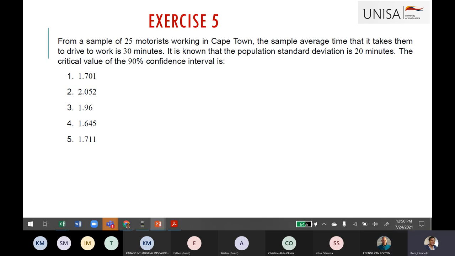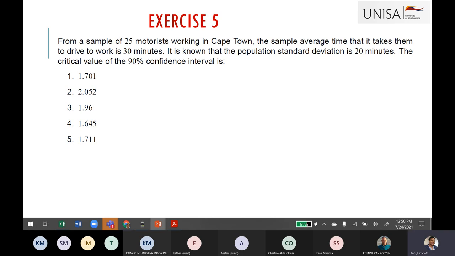The next question, the sample of 25. They give you the average time taken. It takes 30 minutes. They just give you all that information. And they also tell you that the population standard deviation is 20. Find the critical value. That's all they want.